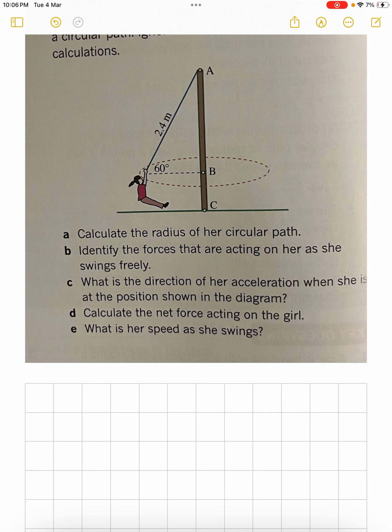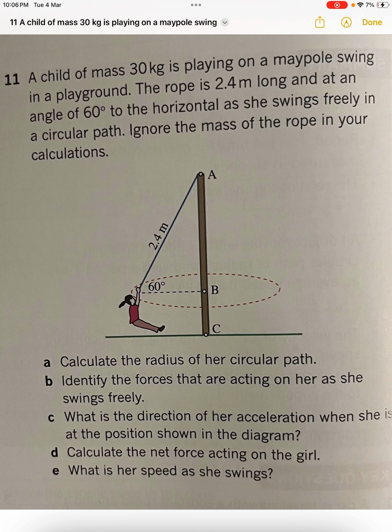I'm going to look at a question where a girl is swinging on a maypole in a playground, and she's 30 kilograms, and the rope is 2.4 meters long at an angle of 60 degrees to the horizontal.